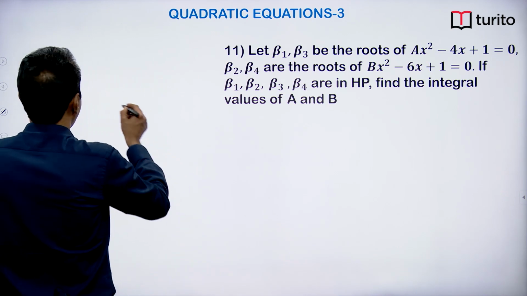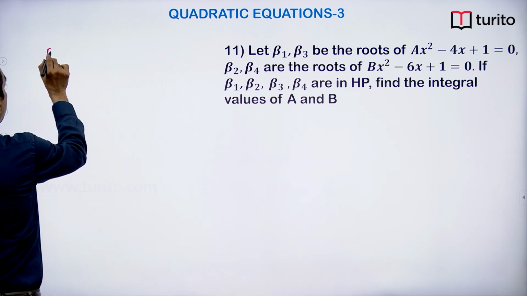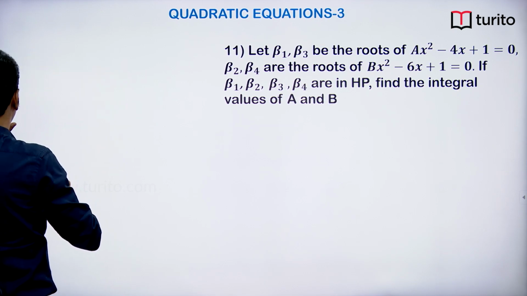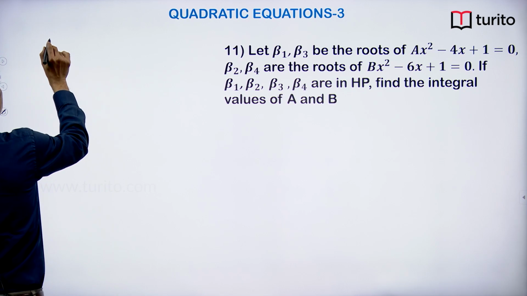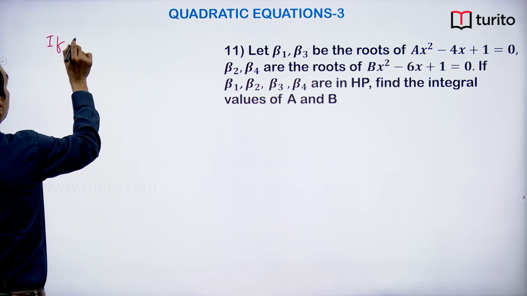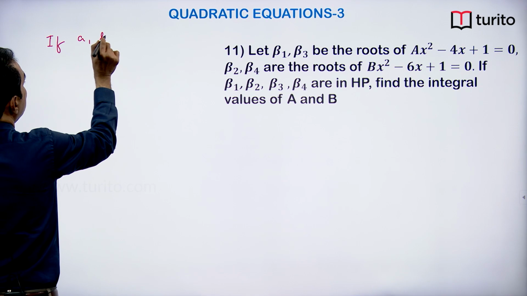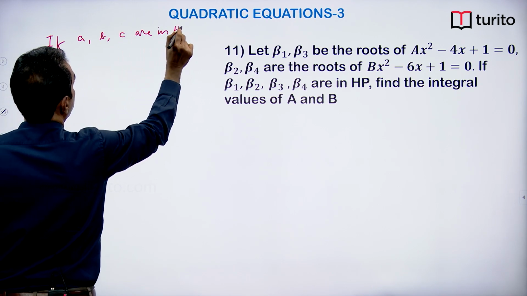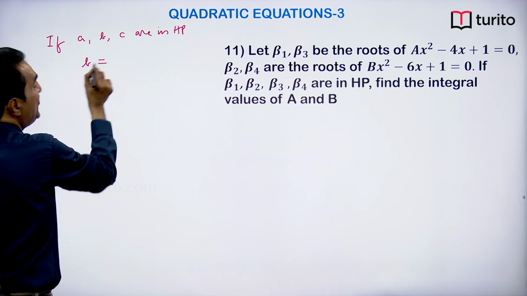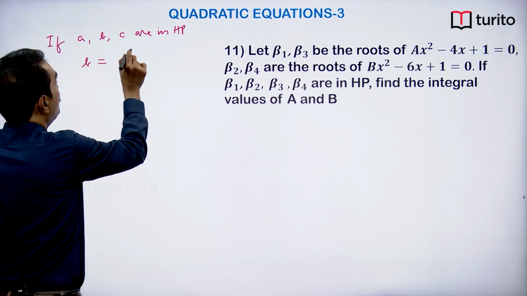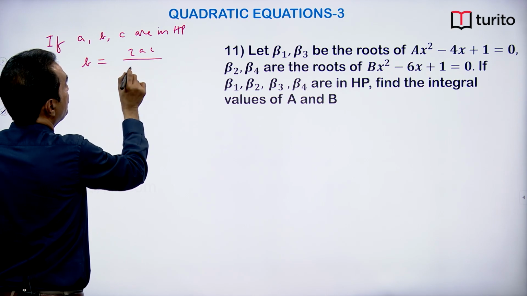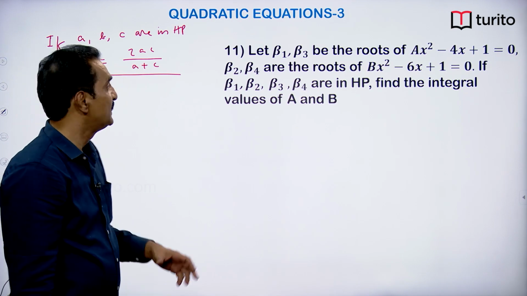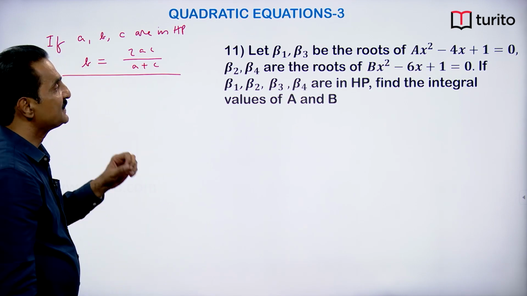Here, if A, B, C are in HP, then B is equal to 2AC by A plus C. This we have proved in the previous class. I have explained in the previous class.